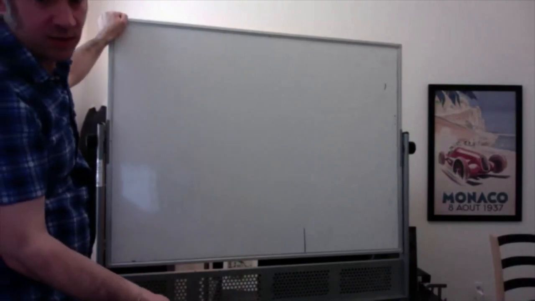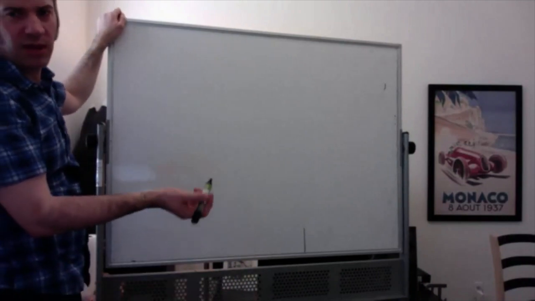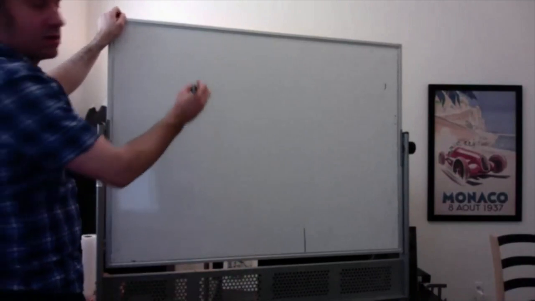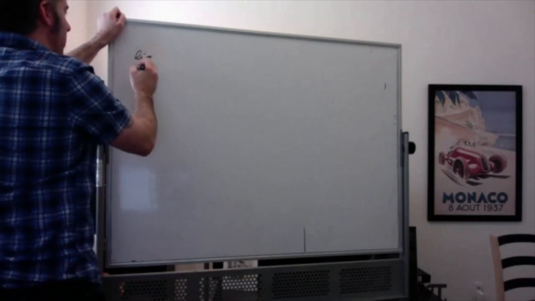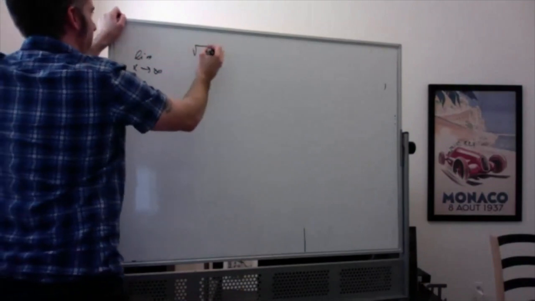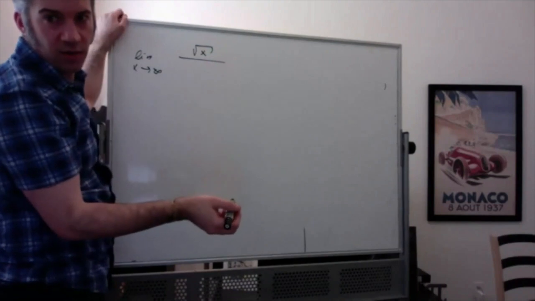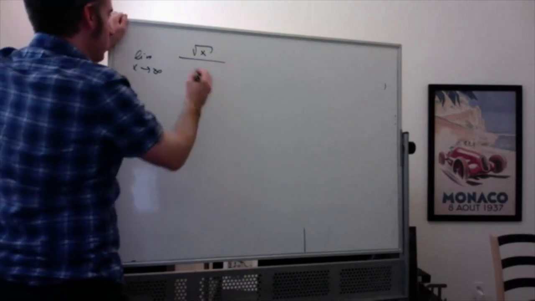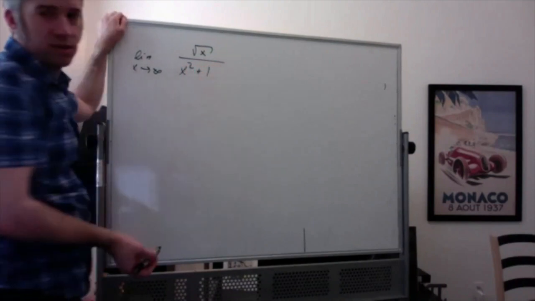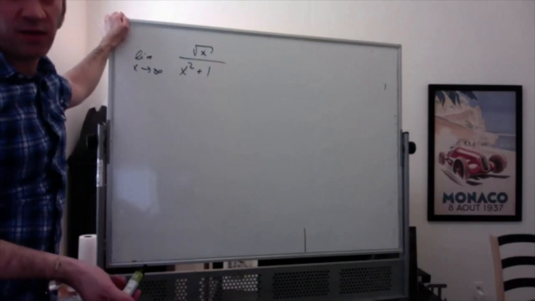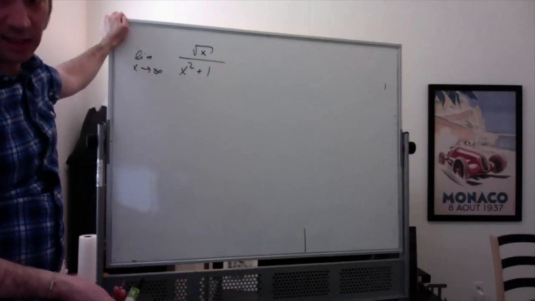So I could grab one of those longer questions. Let's time this. Oh, we got time. Let's look at this next one. Limit as x goes to infinity of the square root of x over x squared plus 1. And the question says, evaluate the following limit or explain why it does not exist.